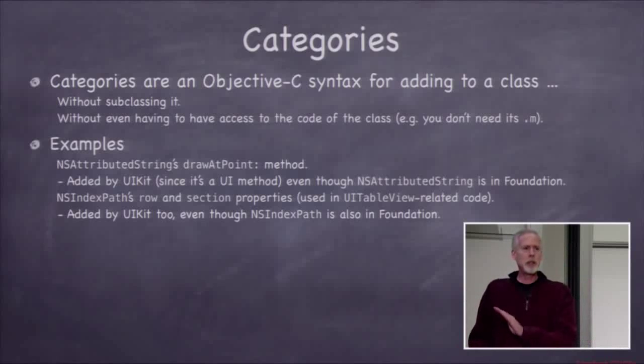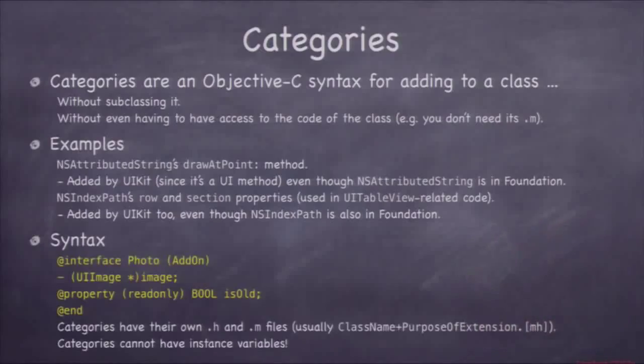Okay? So how does this work? It looks like this. You have an interface and an implementation, just like a class, but instead of saying @interface, name of class, superclass, you say @interface, the name of the class I want to add methods to, and then in parentheses, what I'm going to call this category. And you can call it anything you want. So here I've called it add-on, but you could call it Flickr, you could call it create, whatever you want to do. Then you just list all the methods you want to add to this class, and they can be properties. Here I have a read-only property and another method. You just put them on there, and then @end. Okay? So that's all you need to do.